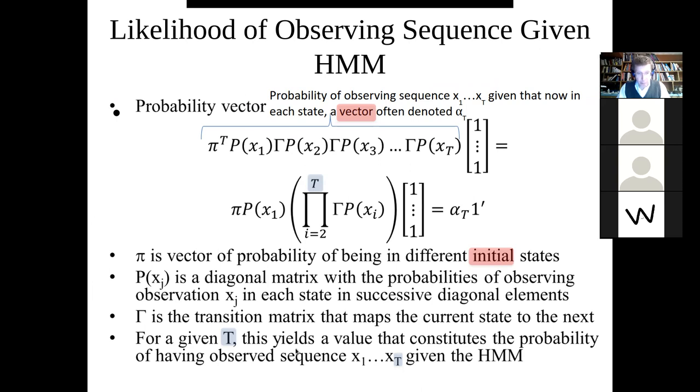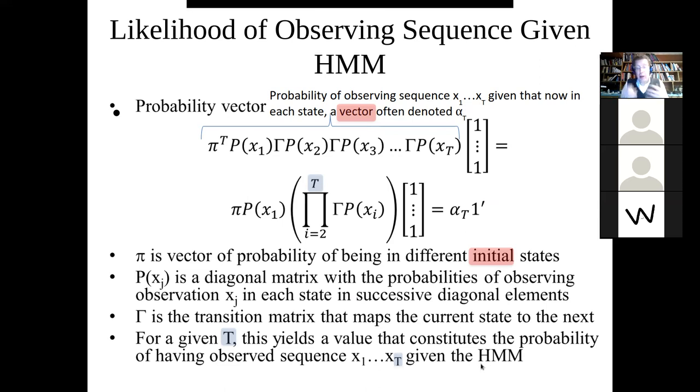Now, it's notable that for a given t, this entire expression yields a value that's the probability of having observed sequence x1 through xt given the HMM. So if we do not take into account this final column vector here, it's going to be a row vector whose elements are going to be successively the probability of having observed this sequence, given that we're now in a certain state, and being in a certain state now. If we sum them all up, we have the probability of having observed this sequence given the whole HMM.